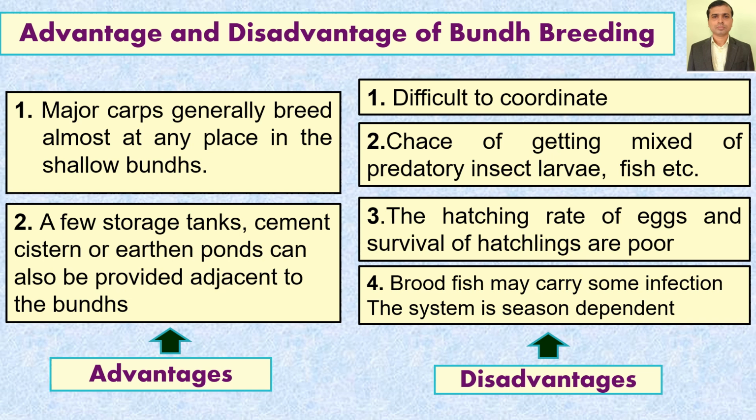Lastly, brood fish may carry lots of infections since in bund breeding brood fish are collected from the natural environment. In nature there may be different types of infection in their body, and such infection may be carried to the pond also, where we will release the spawn.